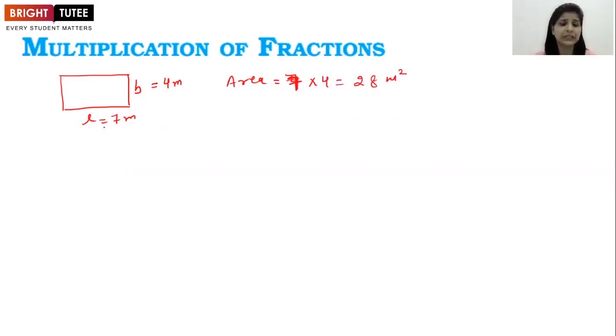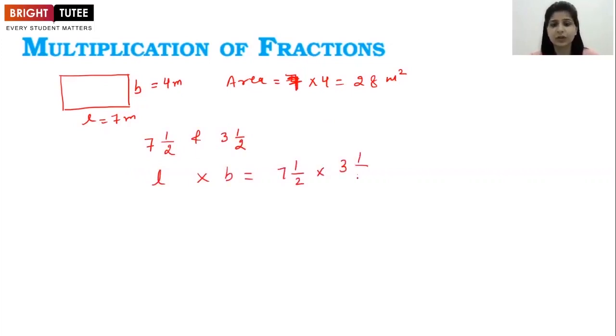What if I say that the length is 7 whole 1 by 2 and breadth is 3 whole 1 by 2? Here also we will do length into breadth. So 7 whole 1 upon 2 into 3 whole 1 upon 2, converting to the improper fraction, we will get 15 upon 2 multiplied with 7 upon 2, as 3 times 2 plus 1 is 7. Now to solve this, we need to learn multiplication of fractions, right? So for such things in real life, we need to learn how we multiply fractions. So let's start.